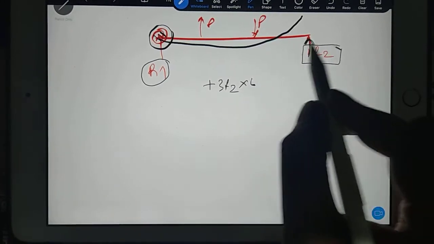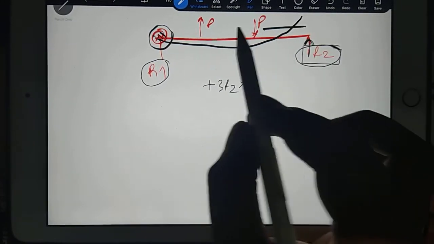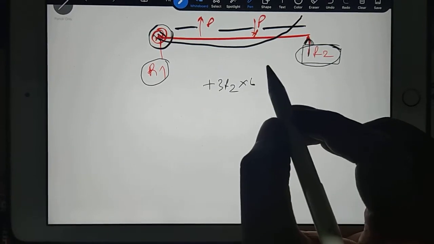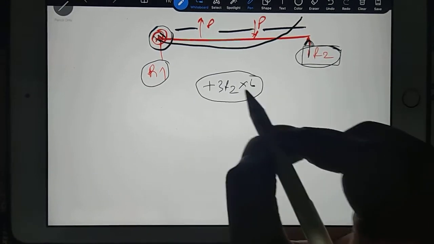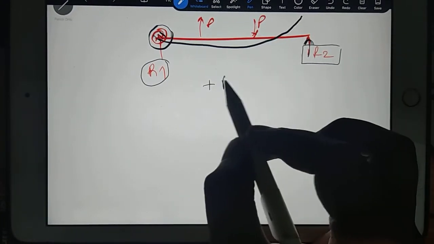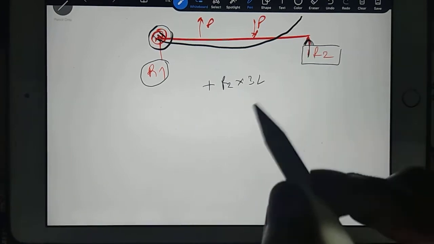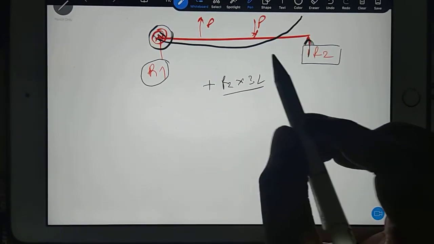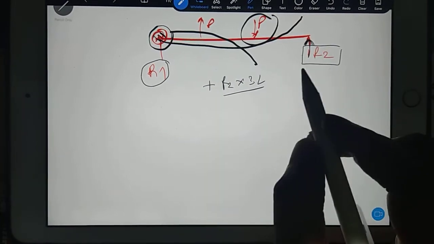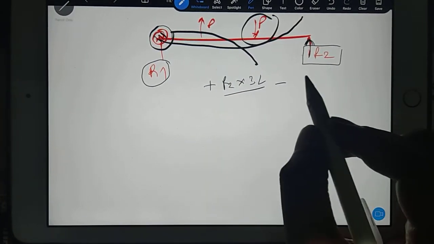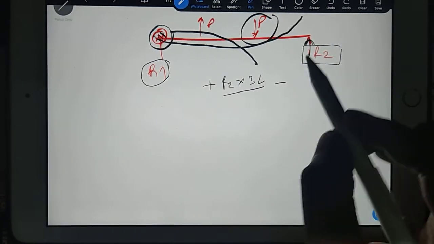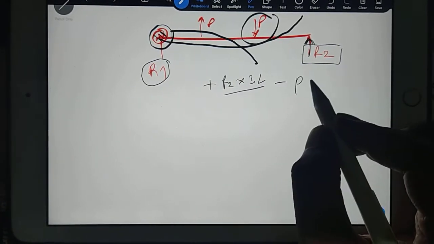My point is, R2 is acting at 1L here, 1L here, 1L here, 3L. So I can write 3R2L, correct? I should write R2 is the force into 3L is the distance, okay? Then we have to go for the moment because of P. You can see this P is taking the beam downward, which is hogging, right? So that should be a minus sign, yes. Then you should write the load is P and it is acting at a distance 2L.